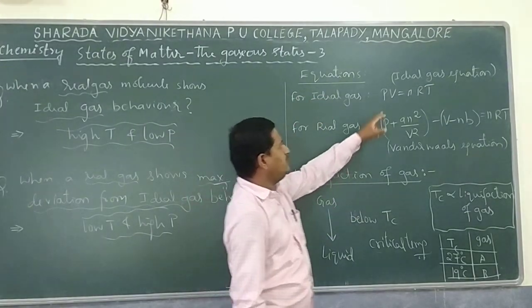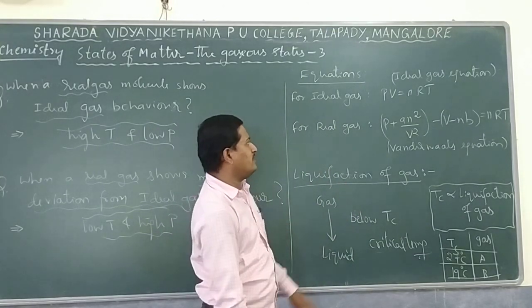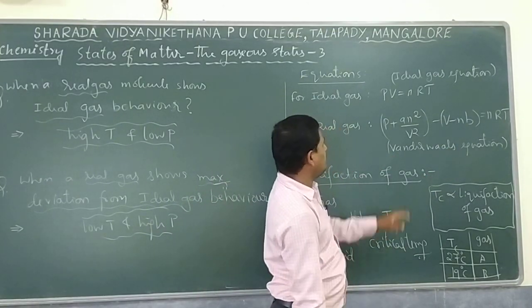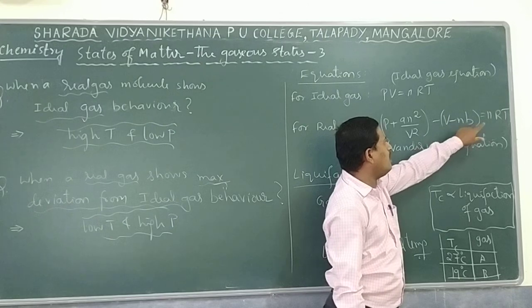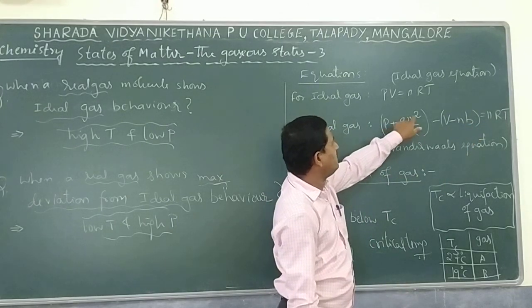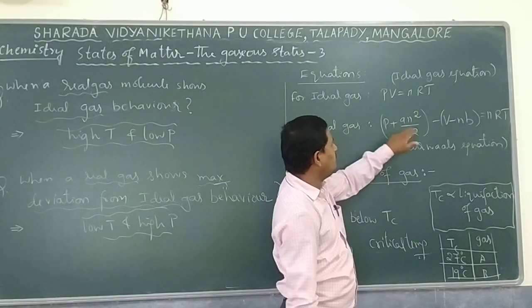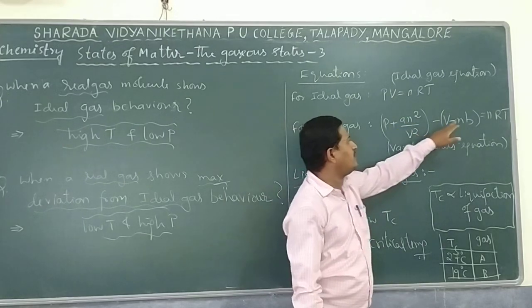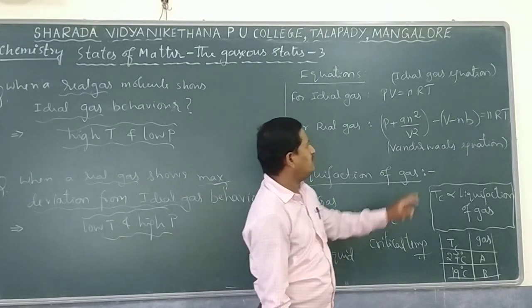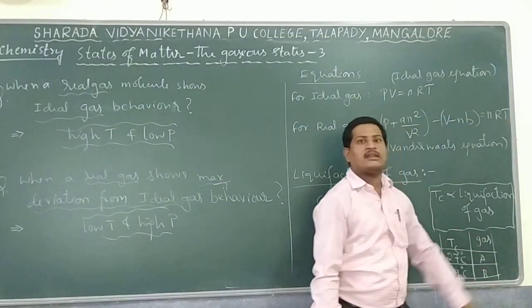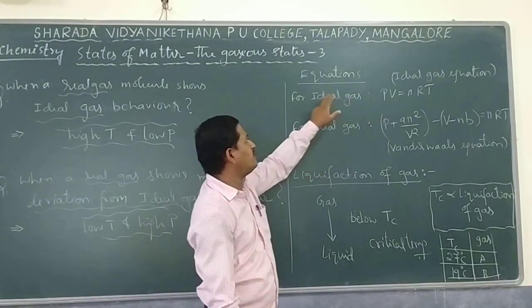For an ideal gas, we use the ideal gas equation, PV equal to nRT. For a real gas also, a modified equation is there, called the Van der Waals equation. It is given by the relation (P plus a n squared by V squared) times (V minus nb) equal to nRT. Here n is the number of moles, P and V are pressure and volume. A and b are called Van der Waals constants, which depend on the nature of the gas present. R is the universal gas constant. So this is the equation for a real gas, and the other is the equation for an ideal gas. Remember that.